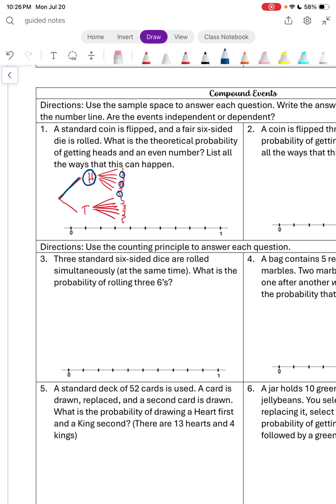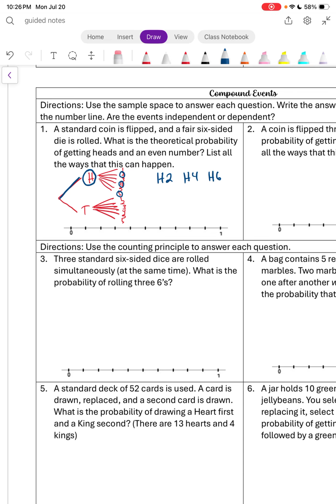Your events, the way that this can happen, you could either get a heads and a 2, a heads and a 4, or a heads and a 6. That's the only 3 ways it could happen. Now, let's talk about the total ways. You can get heads 1, heads 2, all the way through 6, or tails 1, tails 2, all the way through 6. There's 12 different ways.